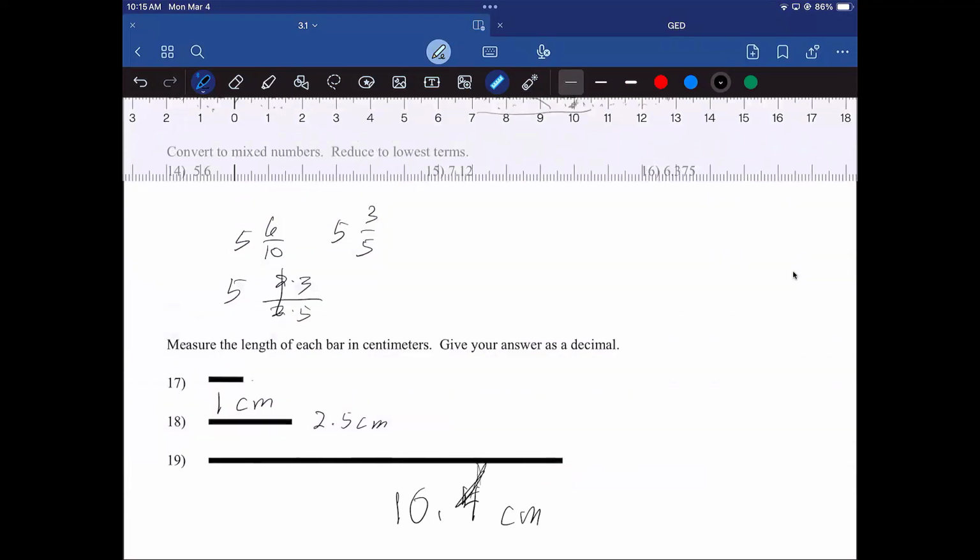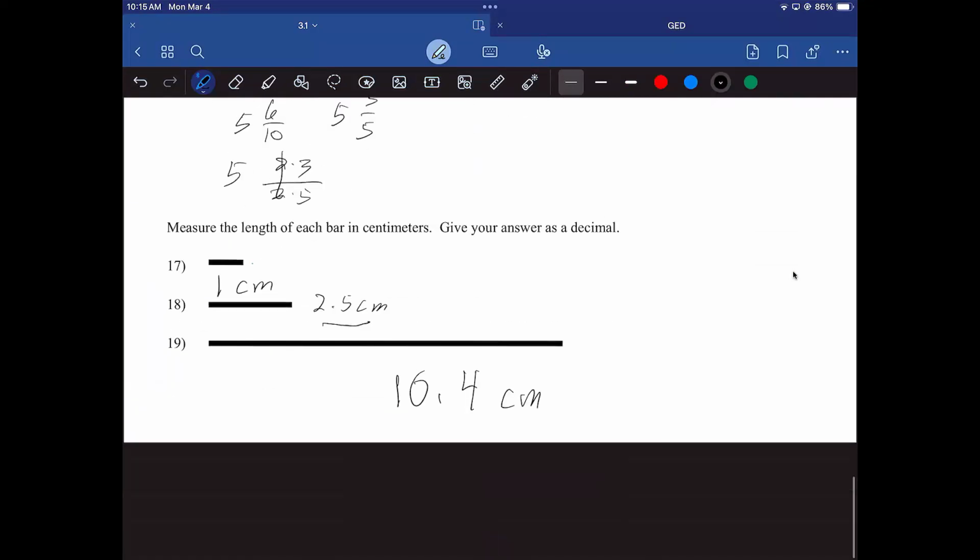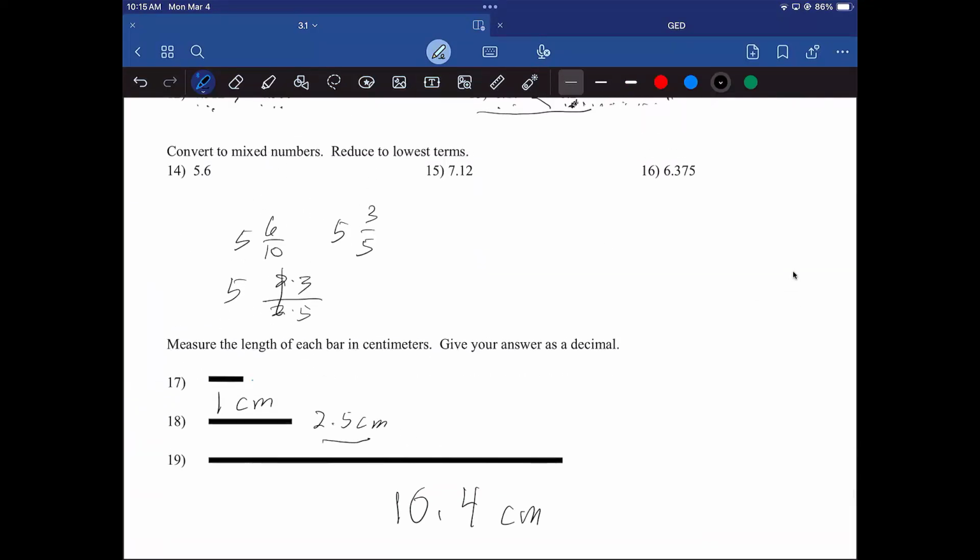That ruler messes up my writing worse than it already is. Now notice I said this one was a half and I said 0.5. That's because 0.5 is a half. 0.5 represents 5 out of 10, which reduces to 1/2.